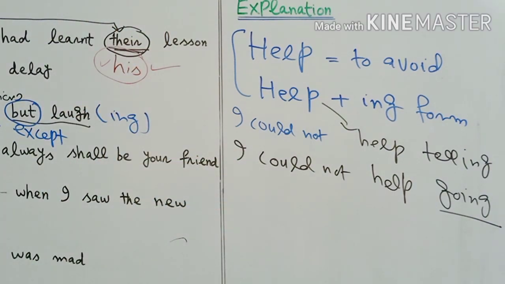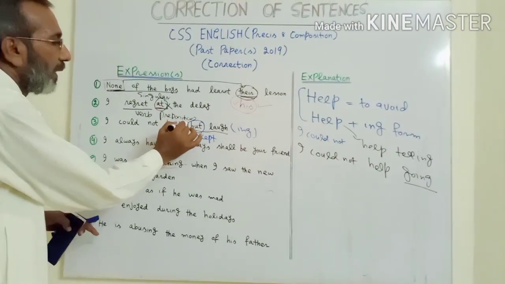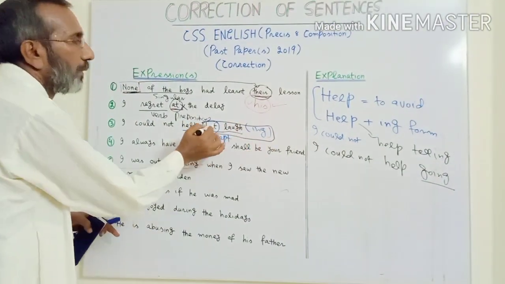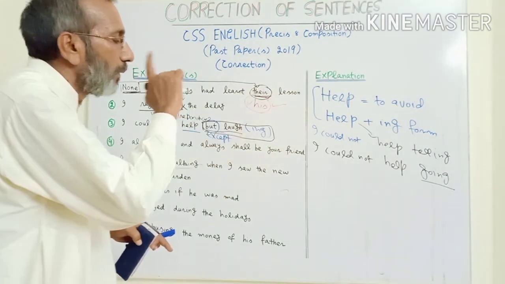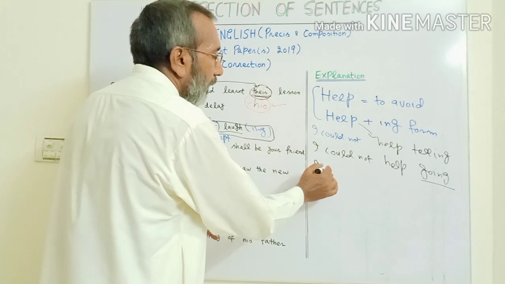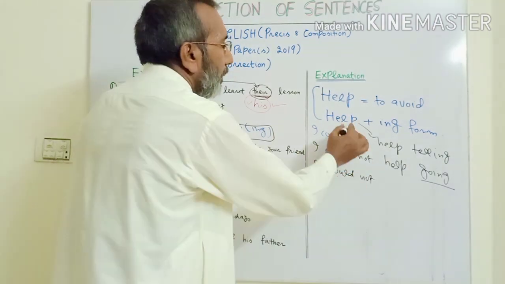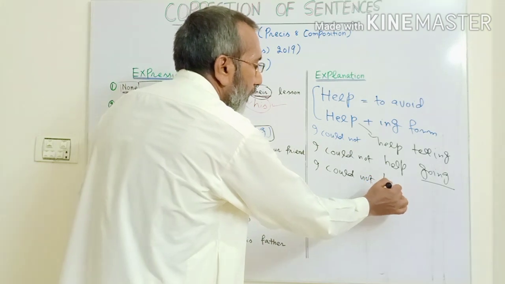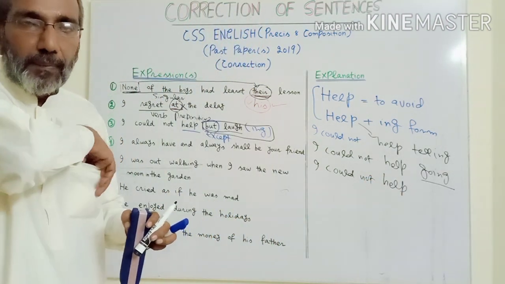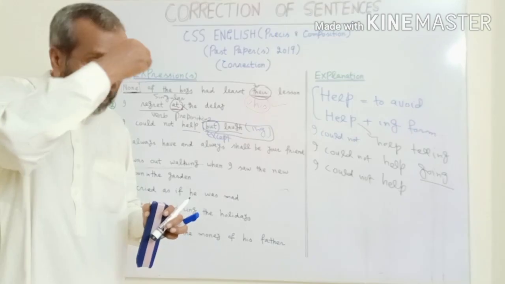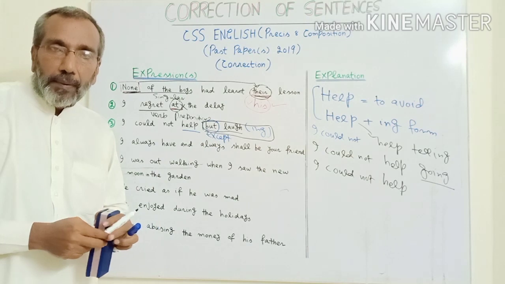Now you can find a solution very easily. I could not help. Ignore whatever I have mentioned over here. Stick to this: I could not help, dash, laugh. So it would become: I could not, then help, and then we have to use the ing form. I could not help, and laugh would become laughing.